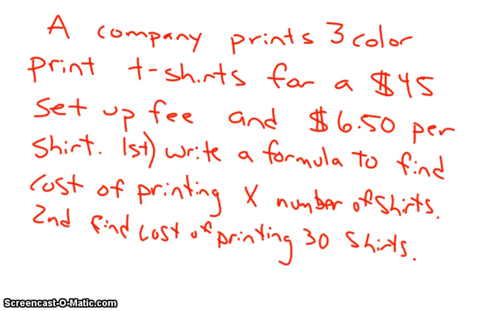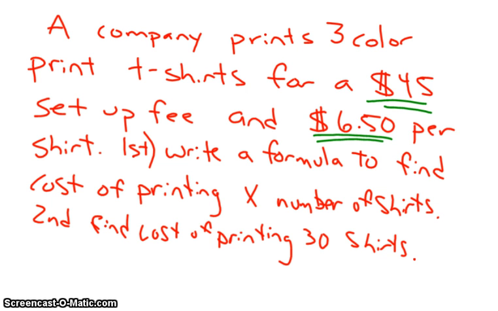A company prints 3 color print t-shirts for a $45 setup fee and $6.50 per shirt. First thing I want you to do is write a formula to find the cost of printing X number of shirts. Second, find the cost of printing 30 shirts. So the first, I got to find this out. And I see, hey, that 45, that's like a B. That's a starting cost. That's my upfront. That's my B.